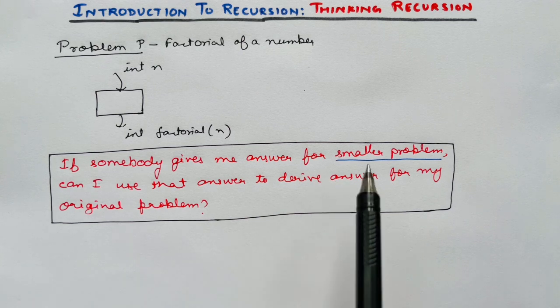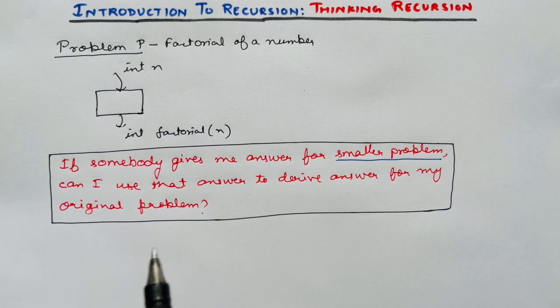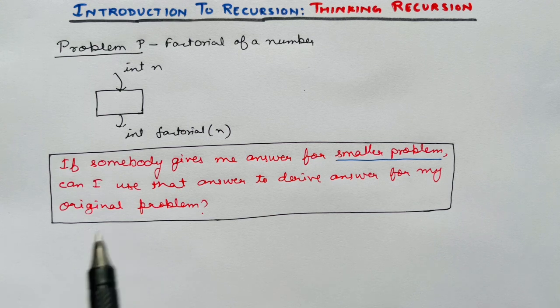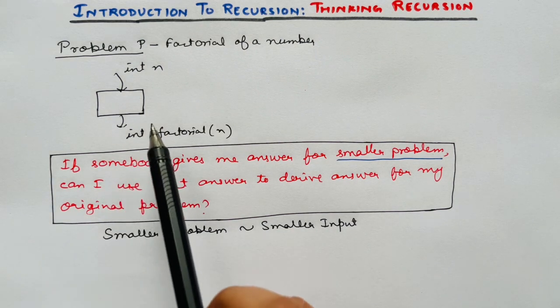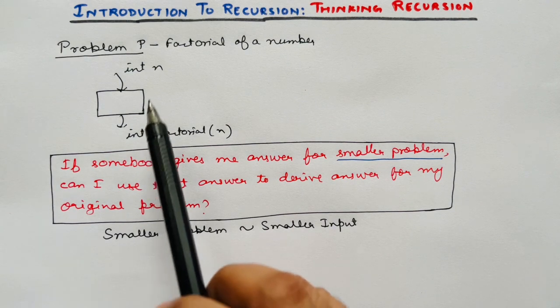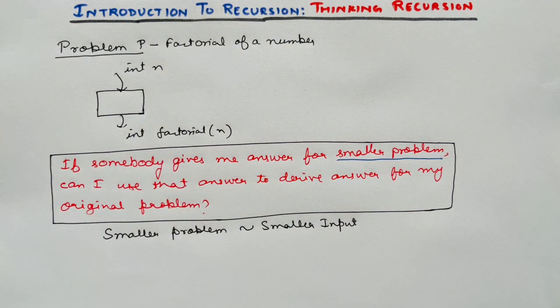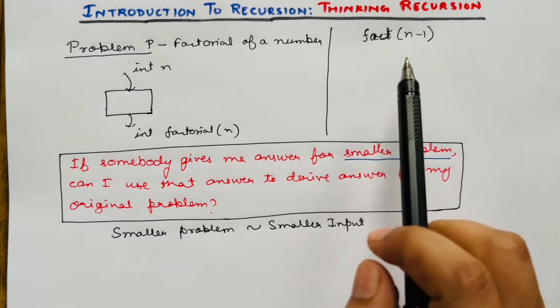And what does smaller problem mean here? Smaller problem would usually mean the smaller input. Let us apply this to our problem, factorial of a number. So what will be a problem that is just smaller than the problem which has input n? It will be factorial n minus 1.